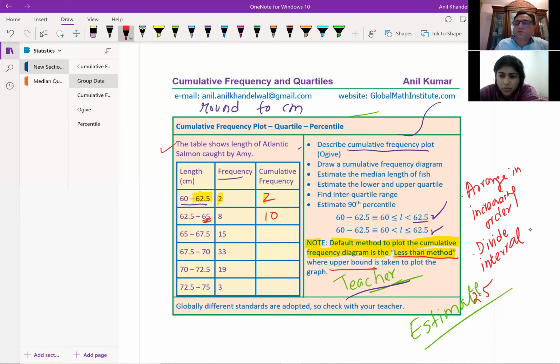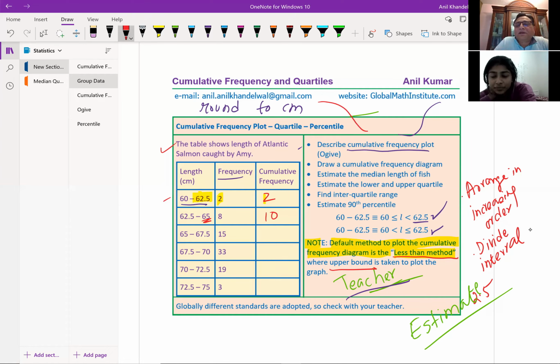There is another method which could be there in the test. They may say, draw the cumulative frequency diagram using the more than method. Then how many are above 60? All of them. It will be reverse. Read your question carefully, because in GCSE they do this. If it says less than method, you use the upper bound. If it says more than method, you use the lower bound, and the graph would invert the other way. Default is less than, and you get an S-shaped increasing curve.